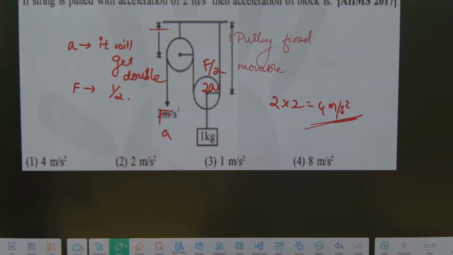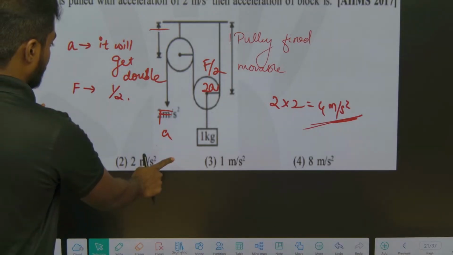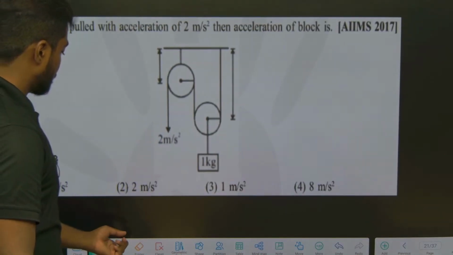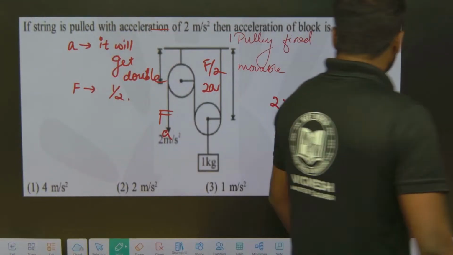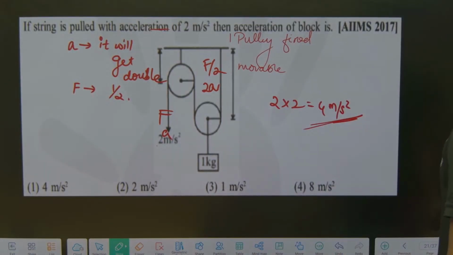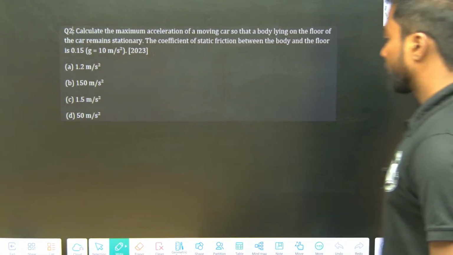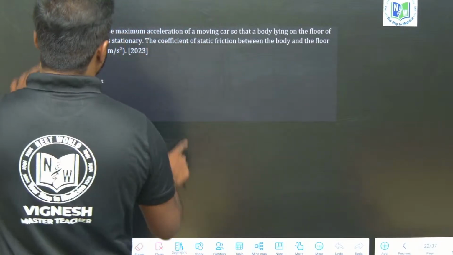Can we go for the next question? Okay. Here is the question.